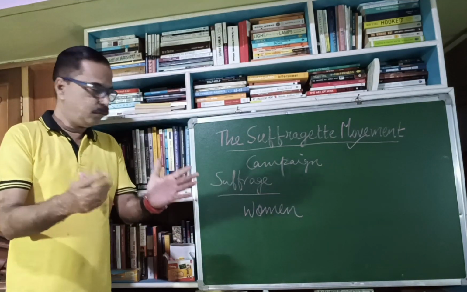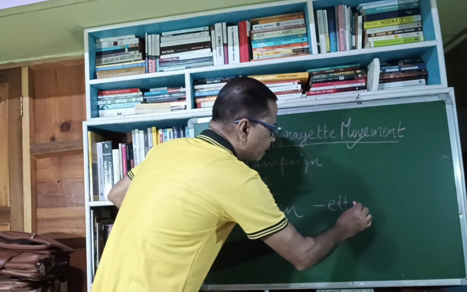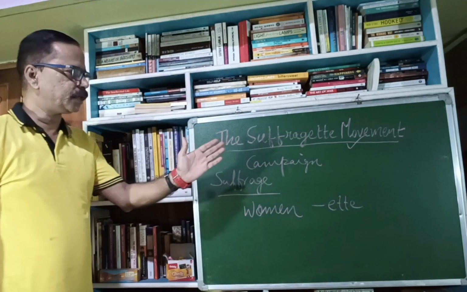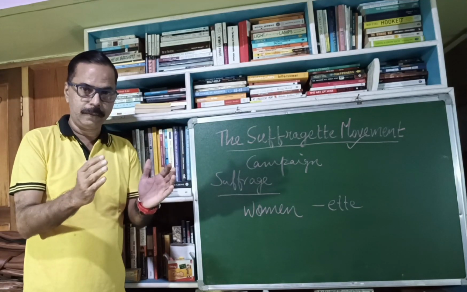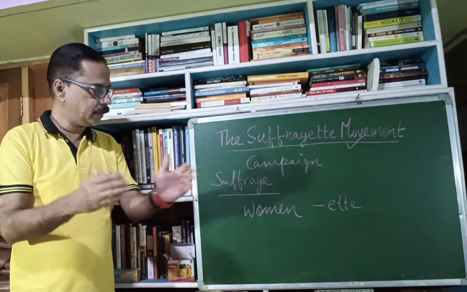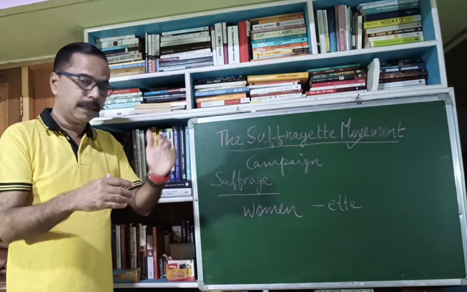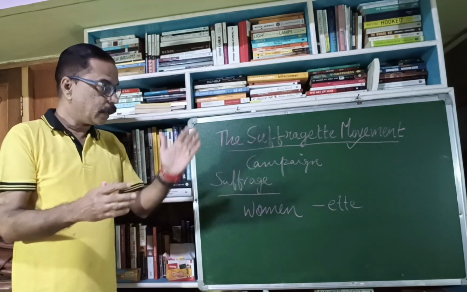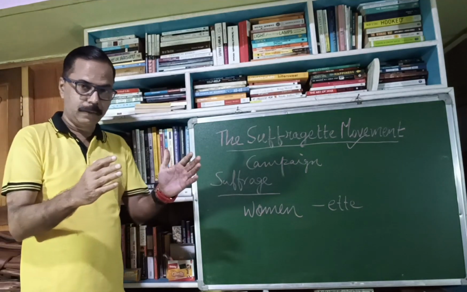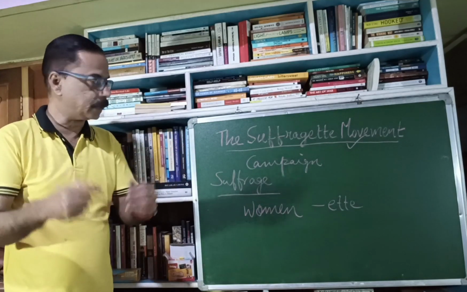That is why the use of the feminine suffix "ette", suffragette movement. So the suffragette movement is a movement or a campaign demanding or advocating the right to vote for women. And this was a campaign which started in the early 20th century. Now, but it also has a tradition. Nothing comes out of nothing. It doesn't come out of the blue, so to say.